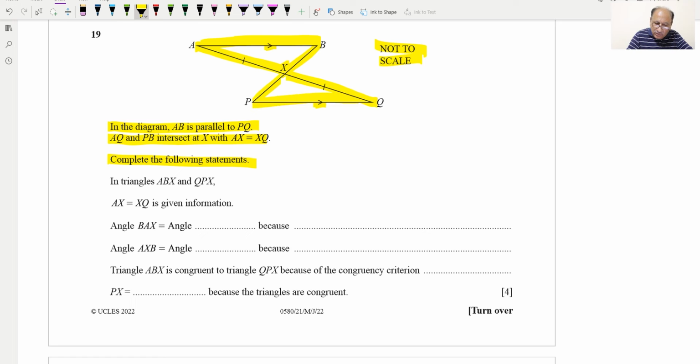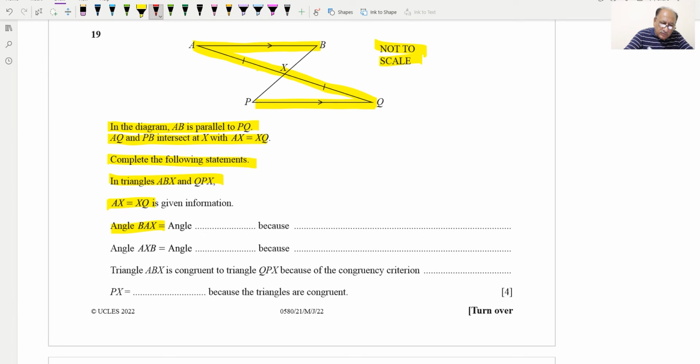PQX is this one. So in these two triangles, AX is equal to XQ. So AX is equal to XQ. If we show again, AX is this one and XQ is this one. So this is the given information. Angle BAX is this angle. BAX is this angle, is equal to angle PQX.